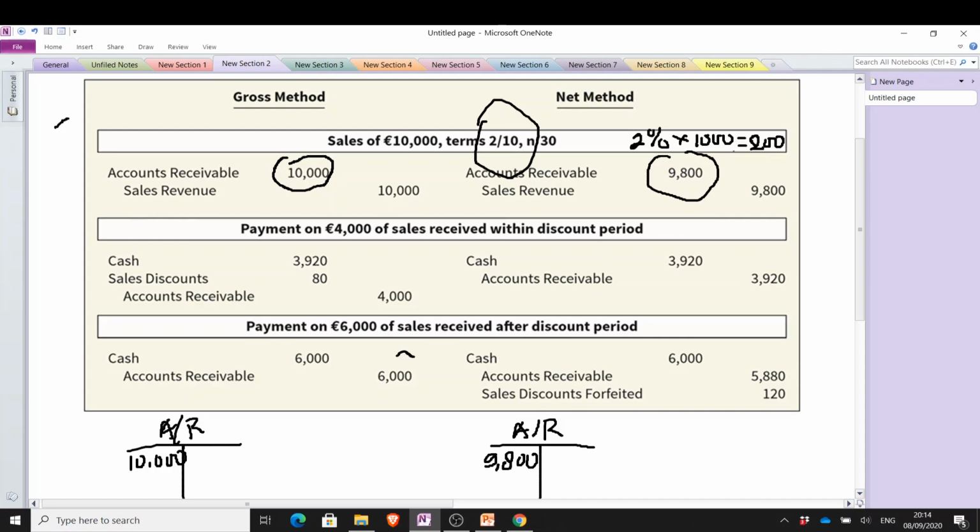If you use the net method, we write down 9,800. And let's say when we have a payment of 4,000 here, it means that our buyer receives a discount of 2% of 4,000, which equals 80 euros. So we only record sales here.